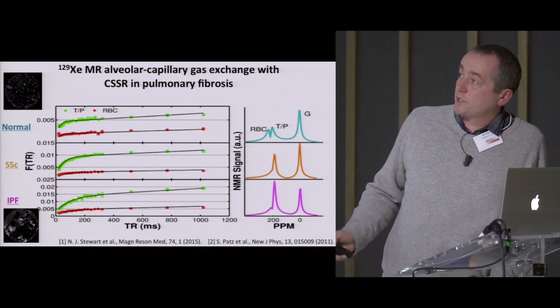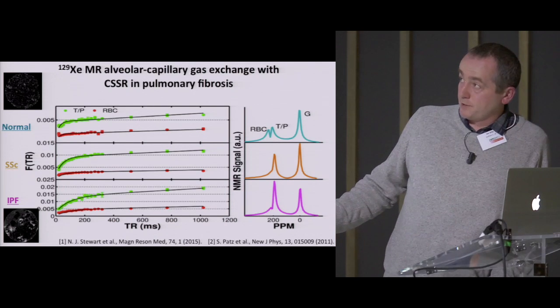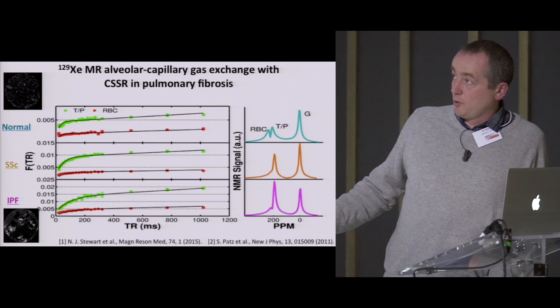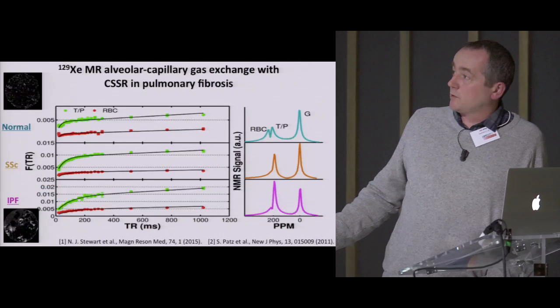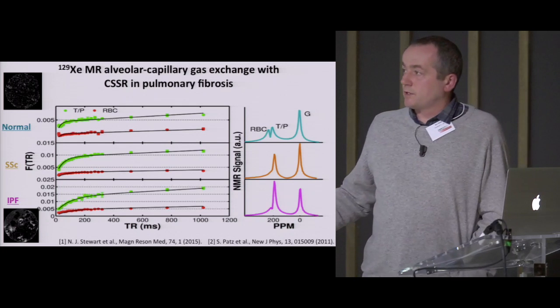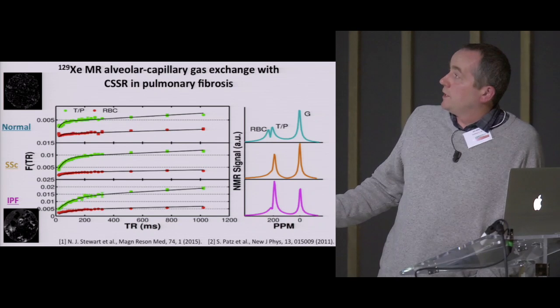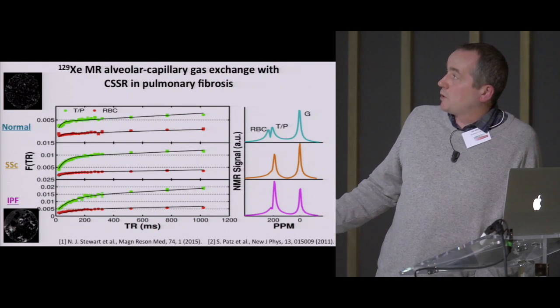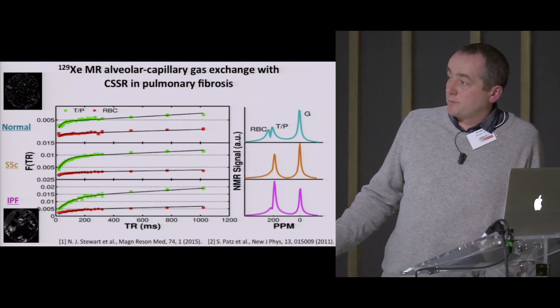So here, if we look at the uptake of the signal in the tissue plasma and the red blood cells, you can see that the diffusive uptake in normal lungs is a lot quicker than it is in patients with lung fibrosis. So much slower uptake in the blood cells and in the tissue. And that's reflected in the spectra as well. So in a healthy lung, you can actually see the red blood cell peak. But in a pulmonary fibrosis lung, it's dominated by this tissue peak. And that's because their lungs are fibrosed.